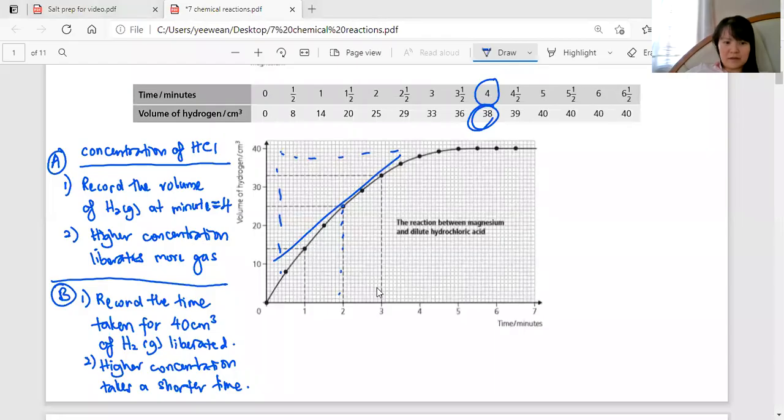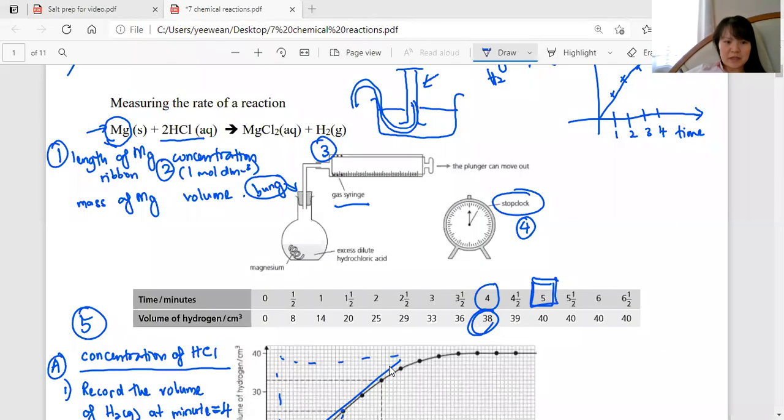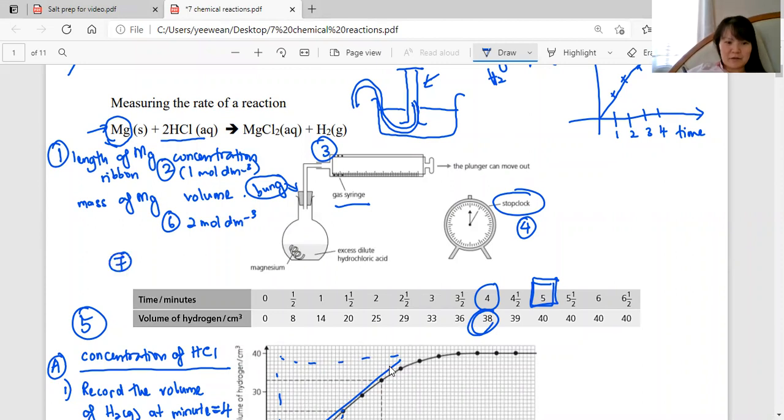The second method, you record the time taken. So how much time will be taken for the reaction to liberate 40 centimeter cubes of hydrogen gas. The one with a higher concentration is going to take a shorter time to liberate that amount of gas. So you must mention that you repeat with a different concentration, and you must compare the different concentrations.